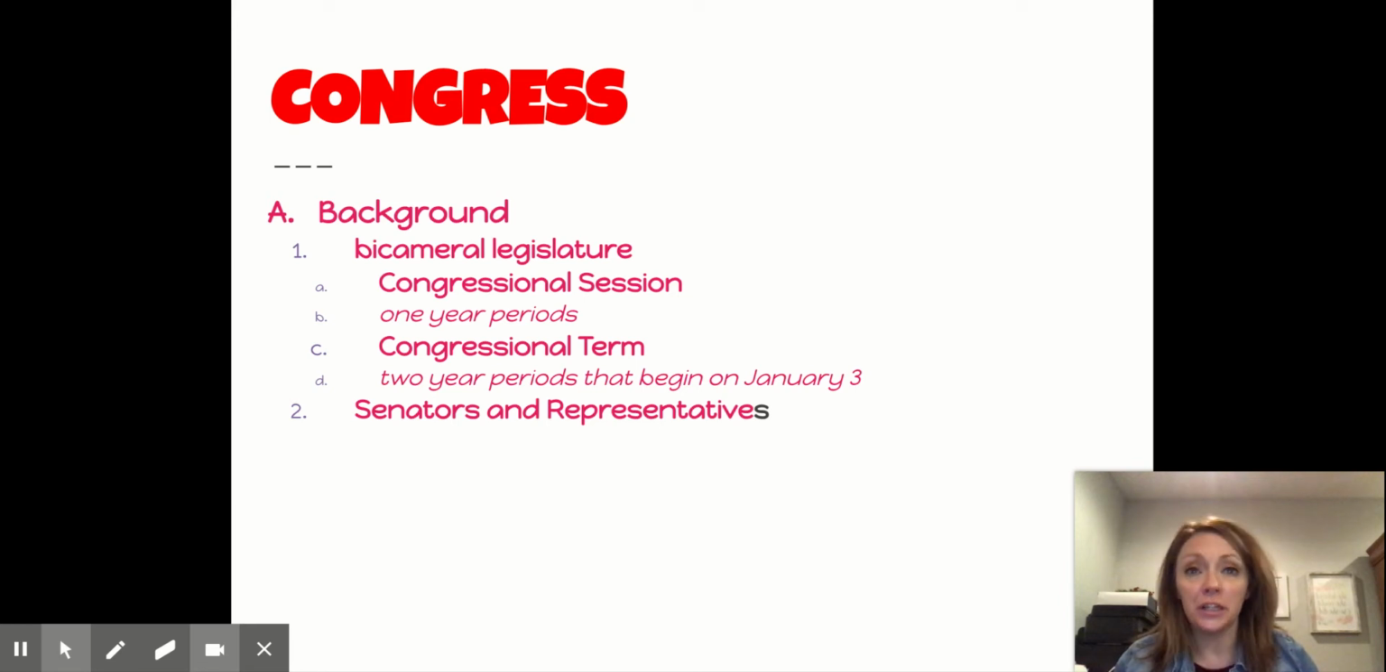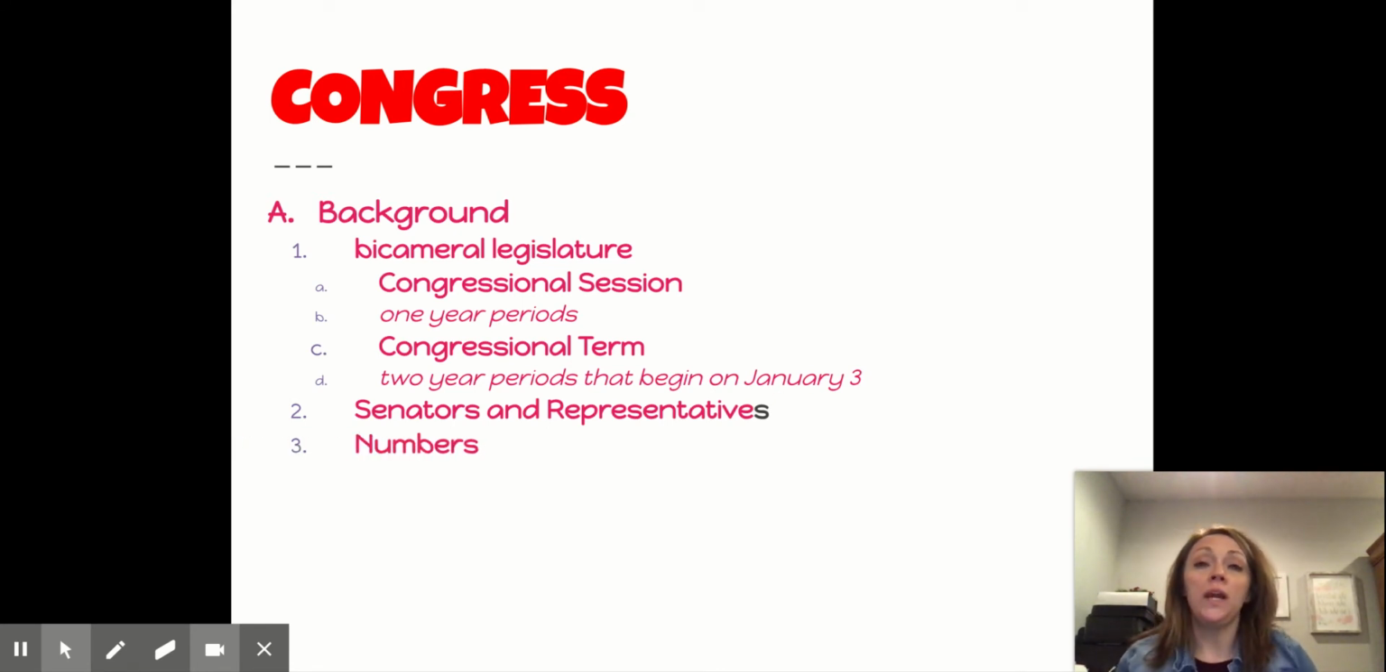Your senators are currently Roy Blunt and Josh Hawley. Both of them are Republicans, and they represent the entire state of Missouri in Washington, D.C. You also have a representative that represents the 8th Congressional District in Missouri, and that's where you live. And that person is Jason Smith. He is also a Republican, and he was just reelected in this past election.